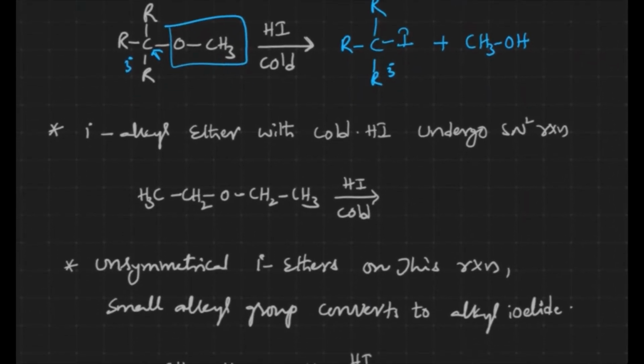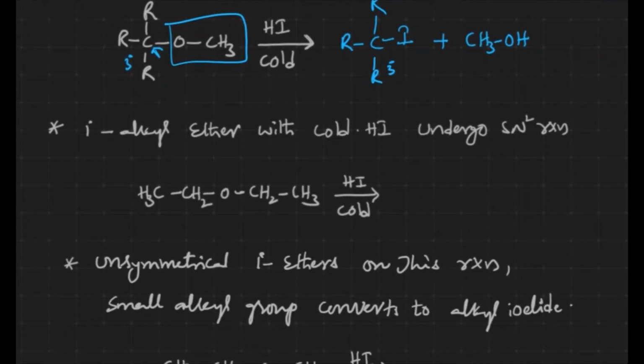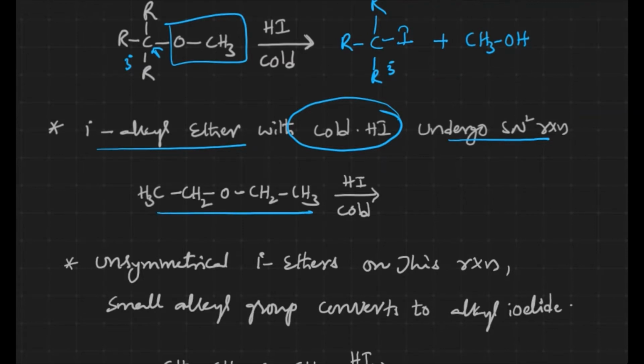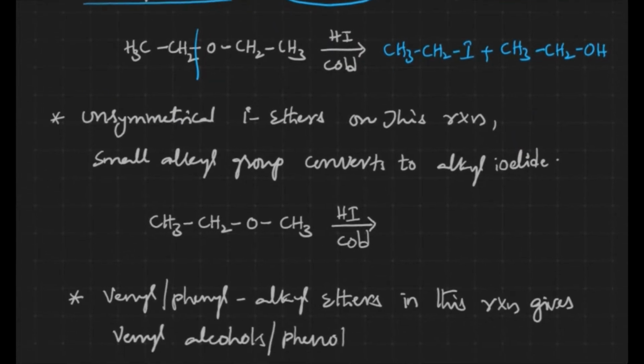Now let us go to the remaining points. Primary alkyl ether with cold hydrogen iodide undergoes SN2 reaction. This is a primary alkyl ether, and it is a symmetrical one. Any one of the parts converts into iodide, and the other part converts into alcohol. Let us take CH3CH2I plus CH3CH2OH. Now let us see the next point.